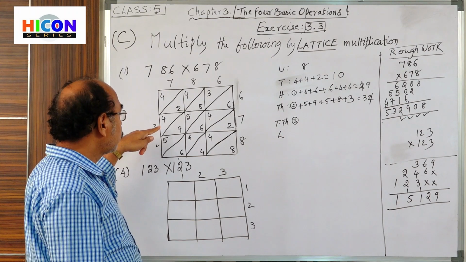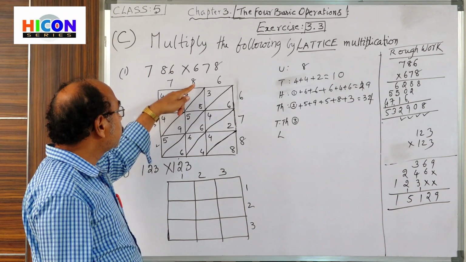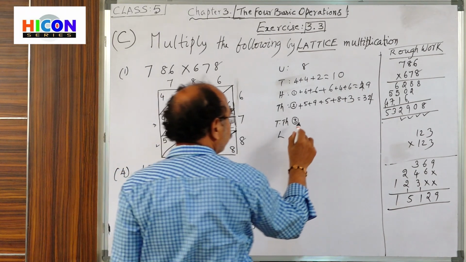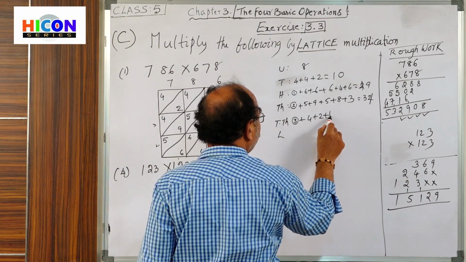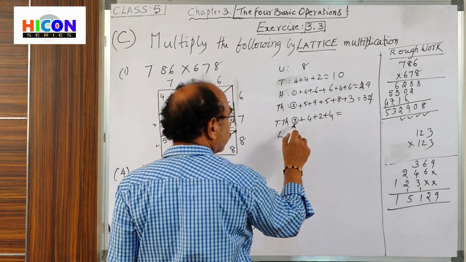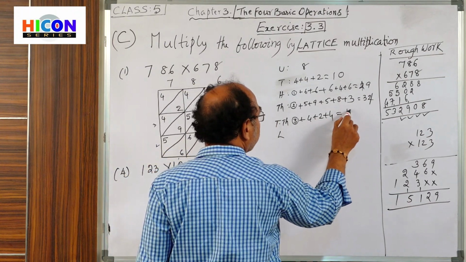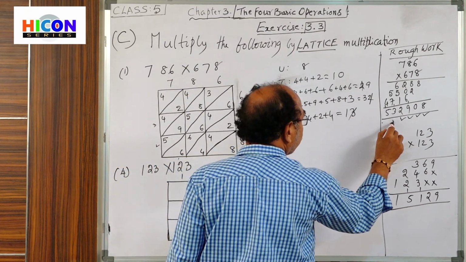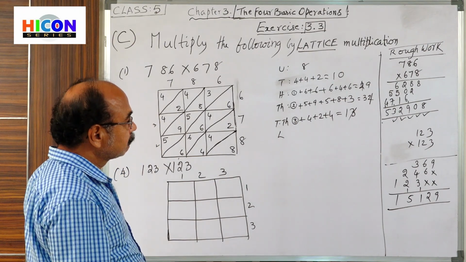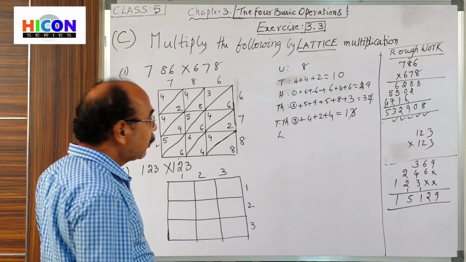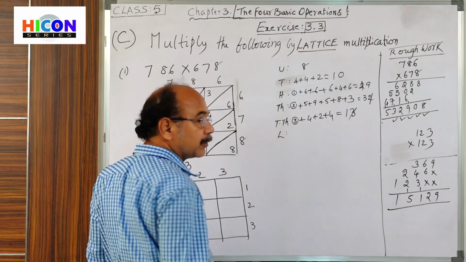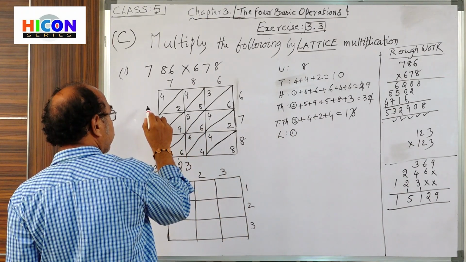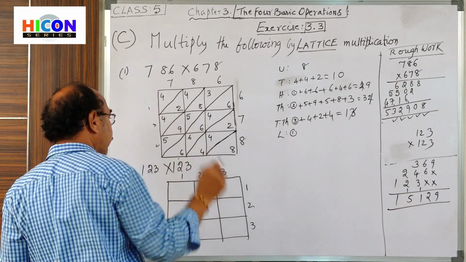Now add. What are the digits in this diagonal? 4 and 4. Add. 3 plus 4, 7. 7 plus 2, 9. 9 plus 4... That's why here this 3 is there. Follow, children? Now come to lakhs. 1 is carried.